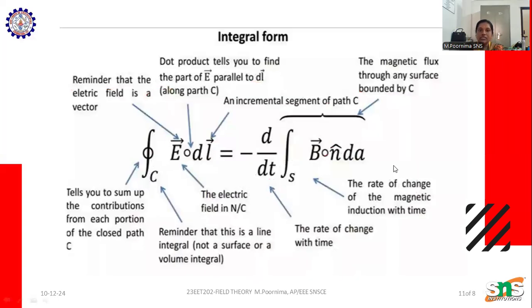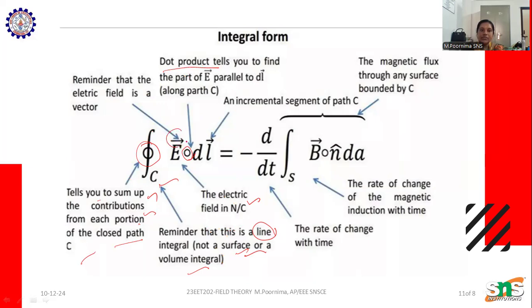Now coming to the explanation of this integral form. The integral sign tells you to sum up the contribution of each position of the closed path. C represents a line, not a surface or volume integral. E represents the electric field intensity, and the dot represents the dot product.